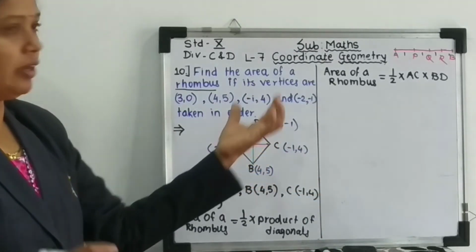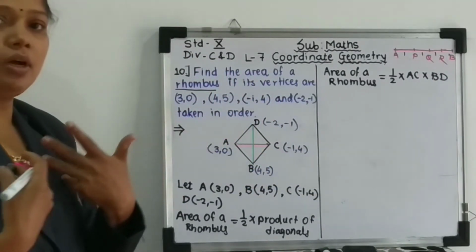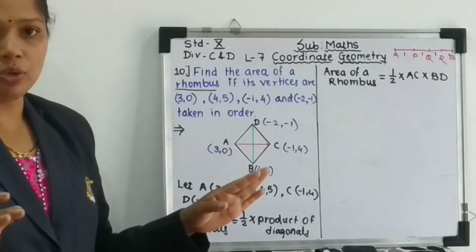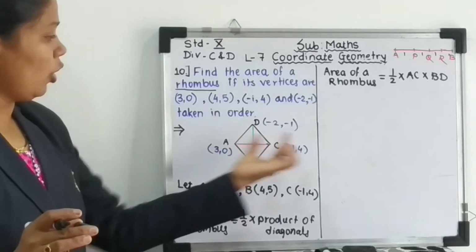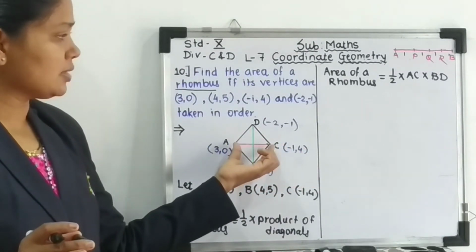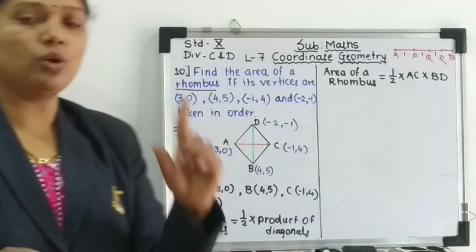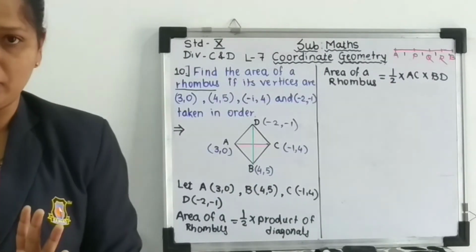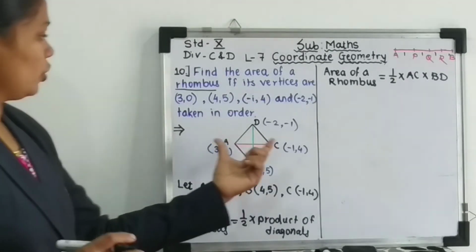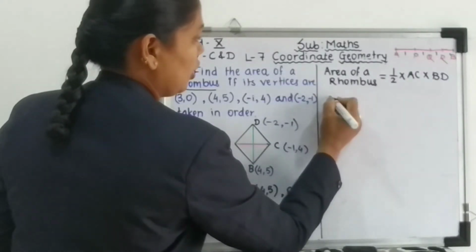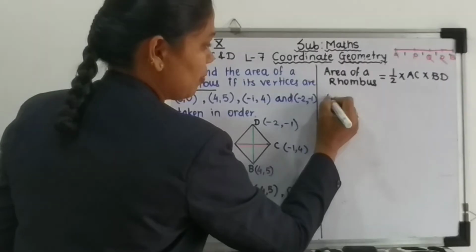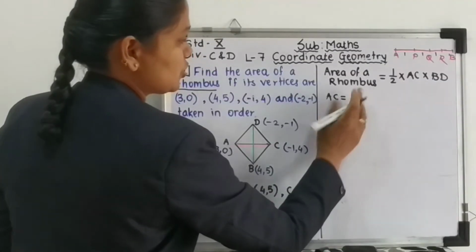We are directly using a section formula, or we are doing? No, not at all. Whenever the coordinates are given and simply the length of the segment is asked, that time without fail we will use the distance formula. Got it? So here, first of all, find out AC by using the distance formula.